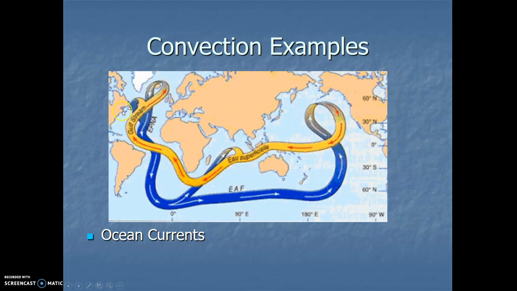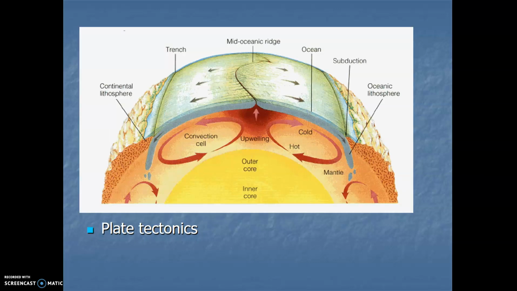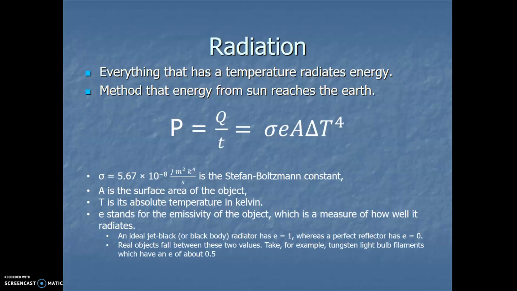Same thing here. England is at the same latitude as northern Canada, and St. Petersburg, which is right here in Russia, is cooler. But England is warmer because the Gulf Stream heats up the areas of England. We also have convection cells within plate tectonics. You probably remember that from earth science.